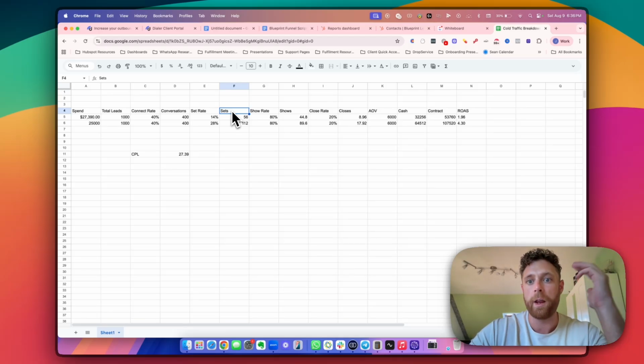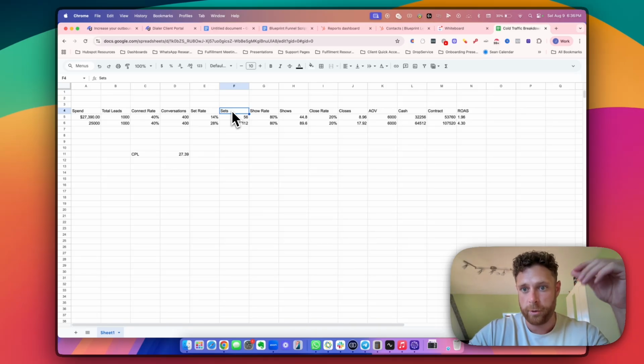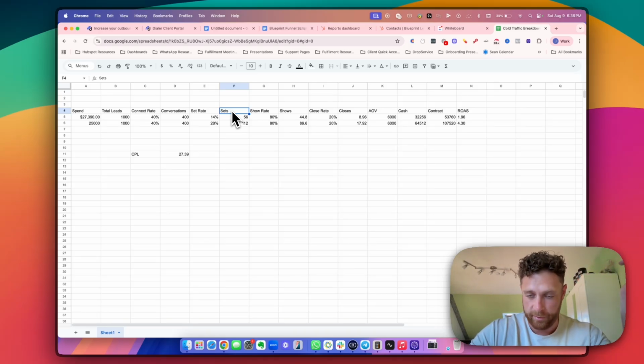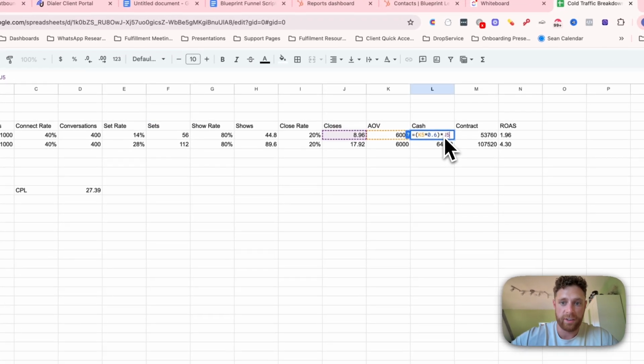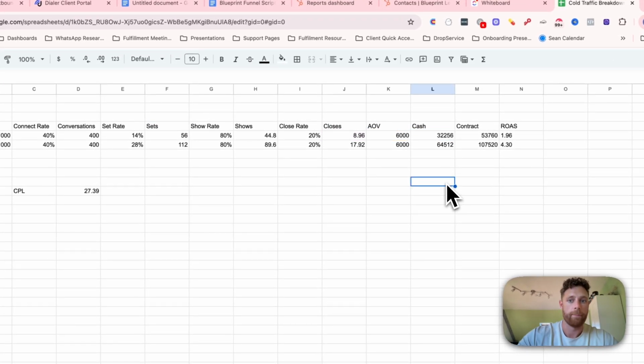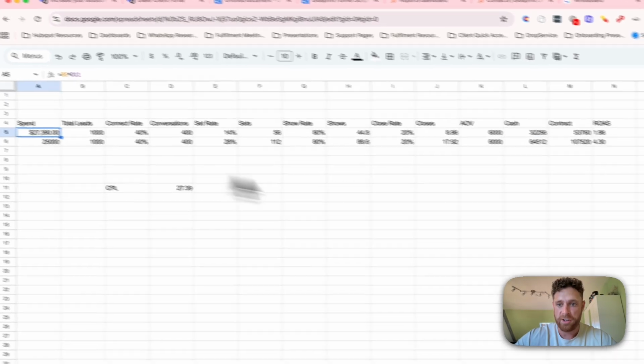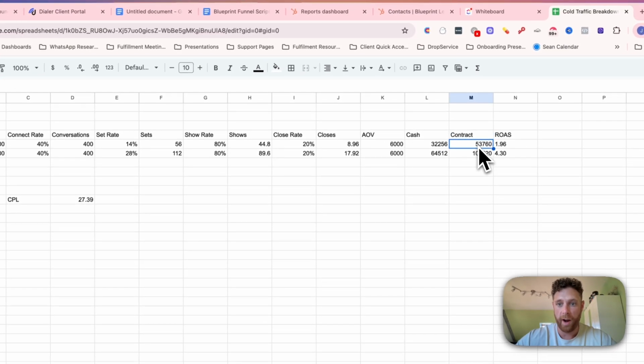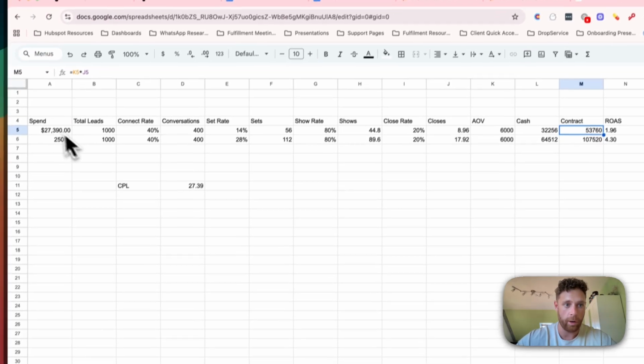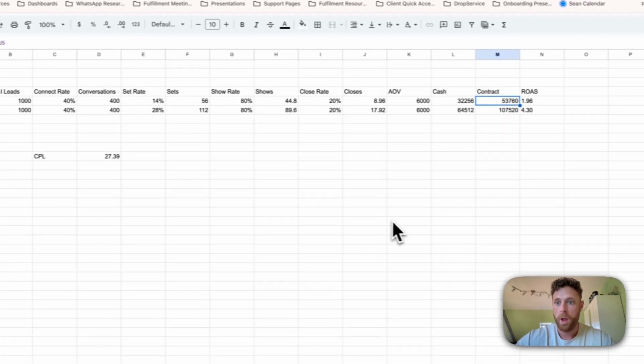Let's just call it 9. Average order value on these is $6,000. So your cash is $32,000 and your contract value is roughly $53,000. All right. Because the cash is 60% of the average order value. So we are roughly 1.1x on cash. On contract value, we are about double.